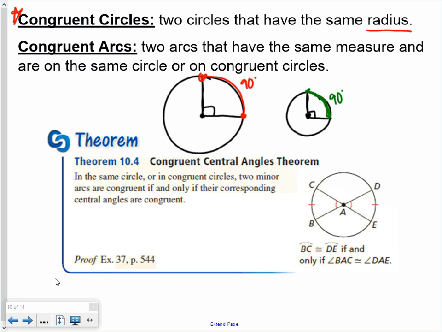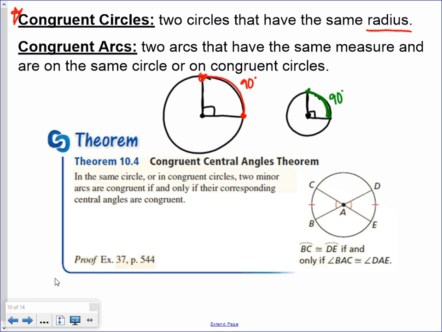Are the red arc and the green arc the same size? When you look at the red arc and green arc, you're telling me they are 100% the same size. No? Why not? Which one's smaller? The green arc is smaller.